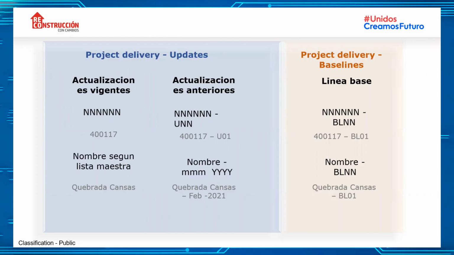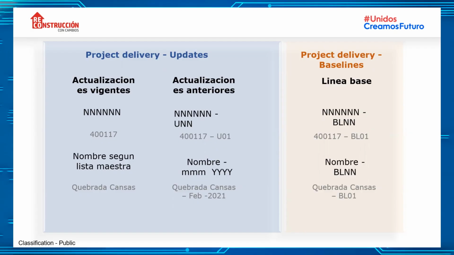And for the name of the project, we can add in the ongoing directly the name of the project. And when there is a previous one, we add the name of the project dash with the first 3 letters of the month and the year. As you can see in the example here, the Quebrada, Kansas, -Feb, -2021.